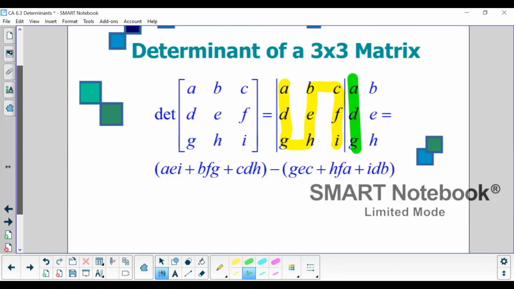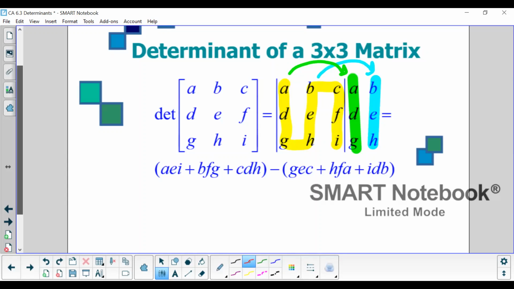So what we're going to do is copy that first column on the outside there, and also copy the second column on the outside. We're literally just going to write them alongside the original matrix. What that lets us do is now make multiple diagonals so we can catch all the letters.